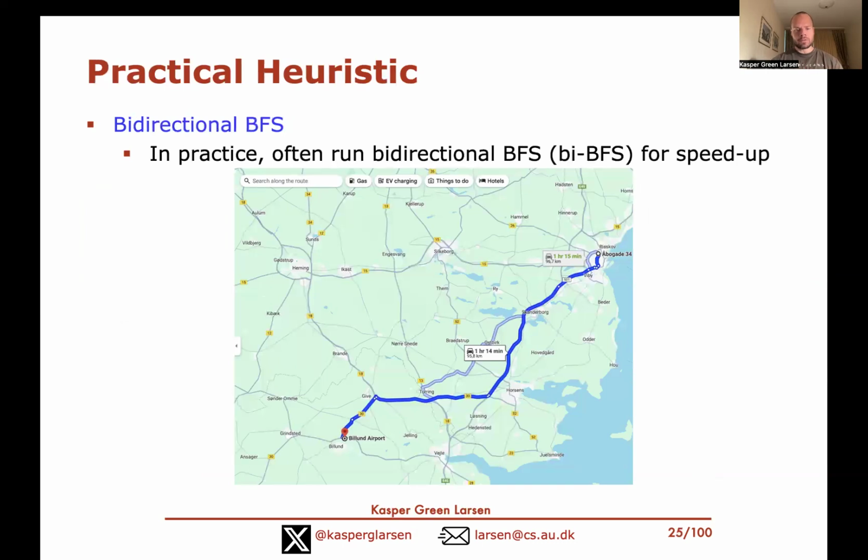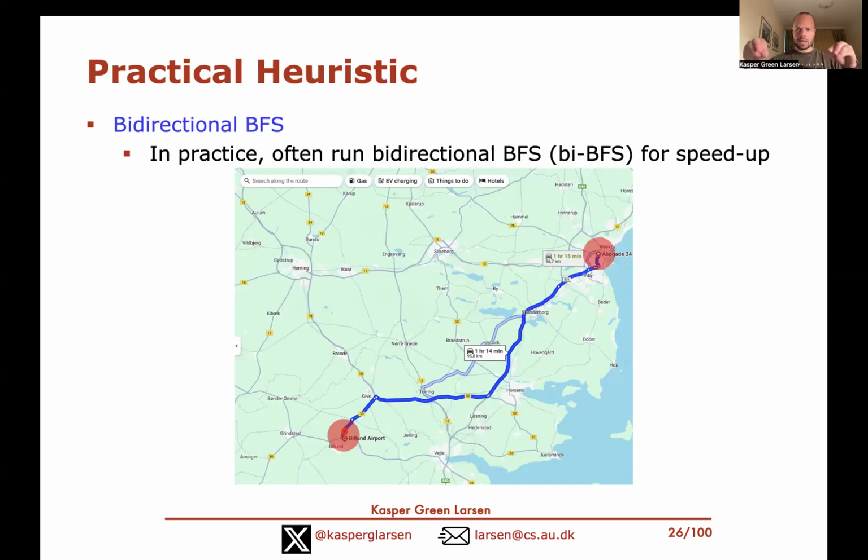Now, what do people often do in practice? So if I want to solve this breadth-first search problem, find the shortest path, at least a first simple heuristic that people use in practice, they also use way more advanced techniques, but a first step would be to do a so-called bidirectional breadth-first search. So this is some kind of heuristic to try and speed up the breadth-first search computation.